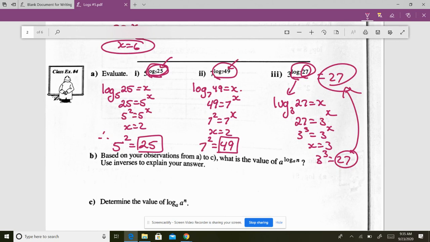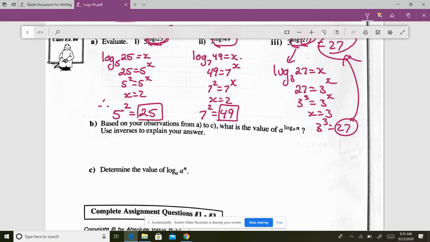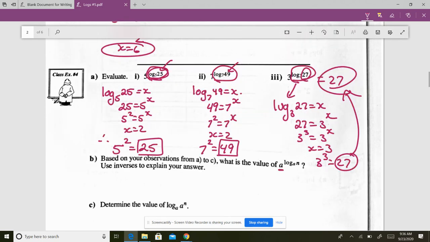Okay? So there's a rule here that you need to remember, i.e. write it down on your cheat sheet. If you have log as an exponent, the base of that exponent is a, and the base of the log is a, these match. Base 5, base 5, base 7, base 7, base 3, base 3. If they match, it's whatever n is in this case, the number that you're logging.